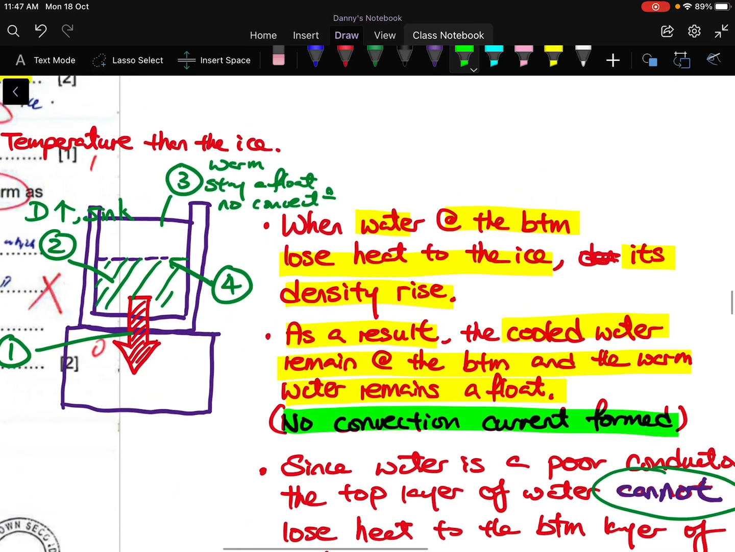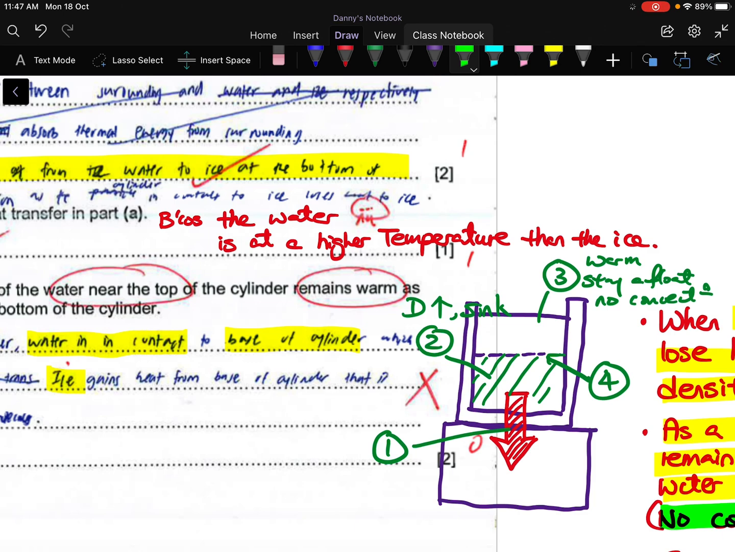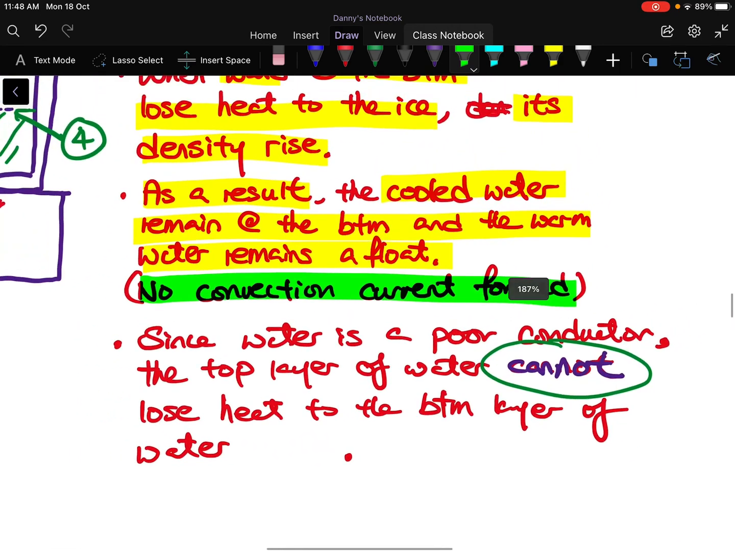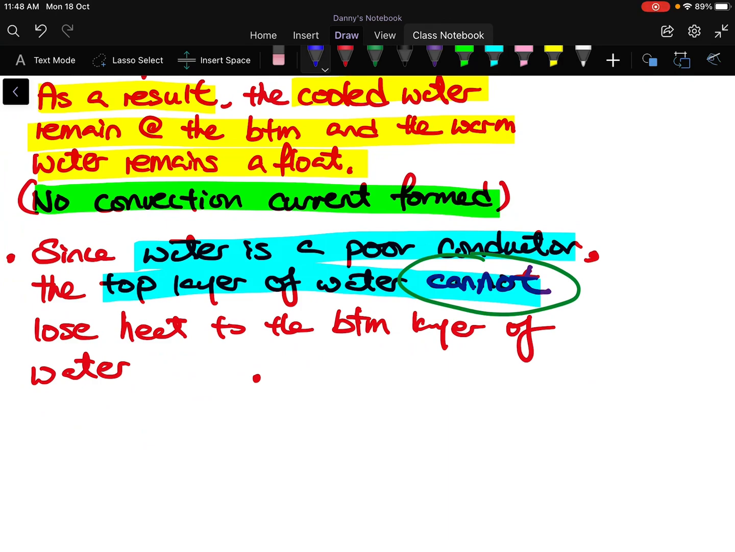But so far, by answering up to this point, I actually have not really thought about why it will remain, because heat transfer can happen in 3 methods: conduction, convection, and radiation, right? So far in steps 1, 2, and 3, I have explained why convection is not the way to go, right? So I still have conduction to talk about. So maybe I will add one more line and say that water is a poor conductor and hence the top layer of water cannot, oh, wrong. Because heat transfer is a force of nature. You cannot say cannot happen, right? It will just simply lose heat to the bottom layer of water slowly.